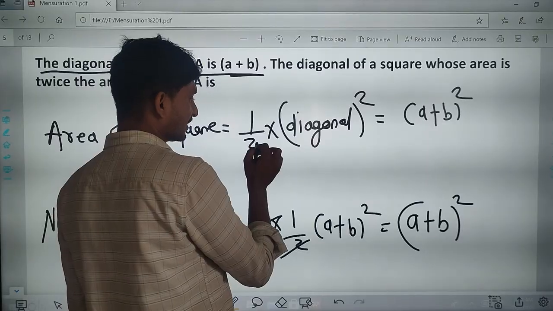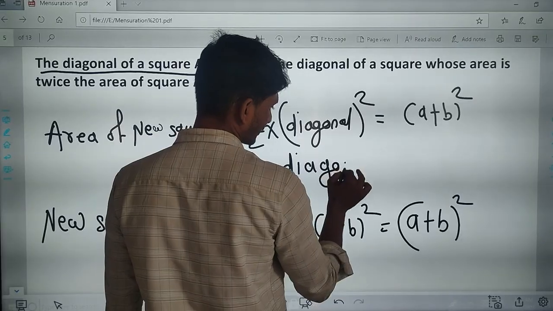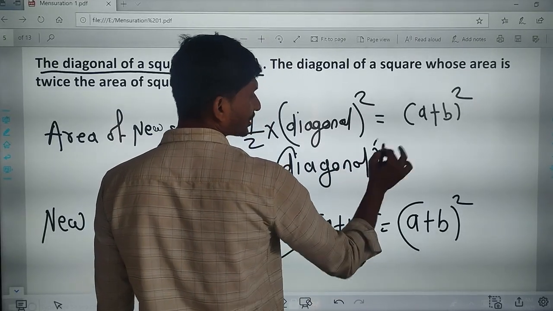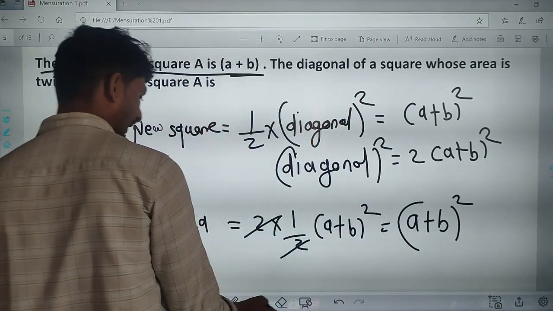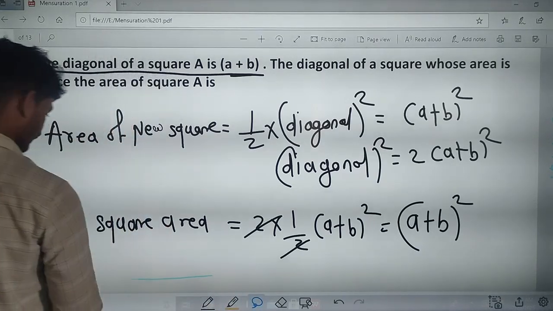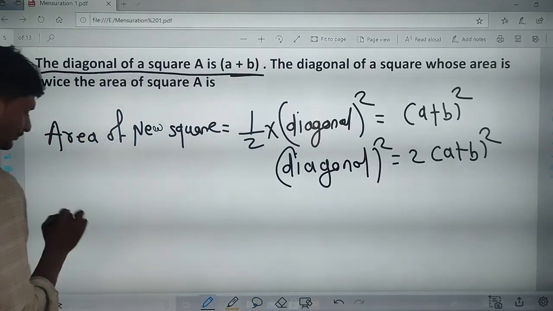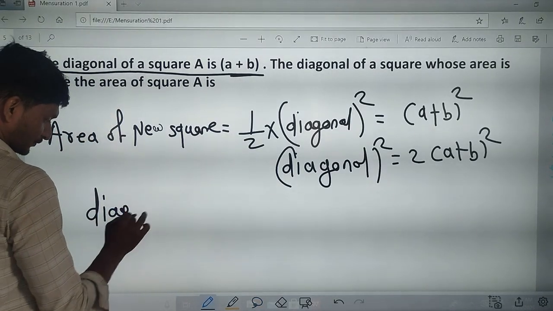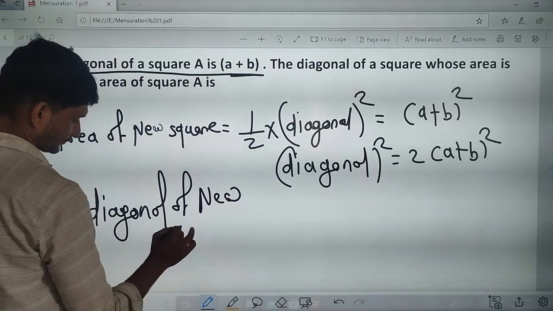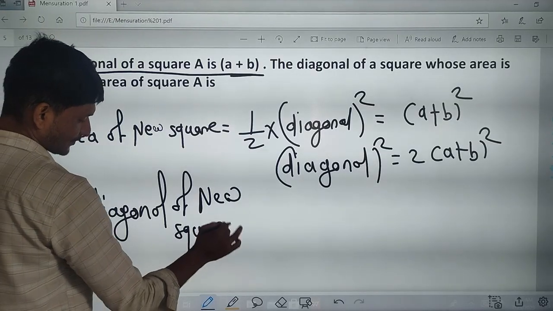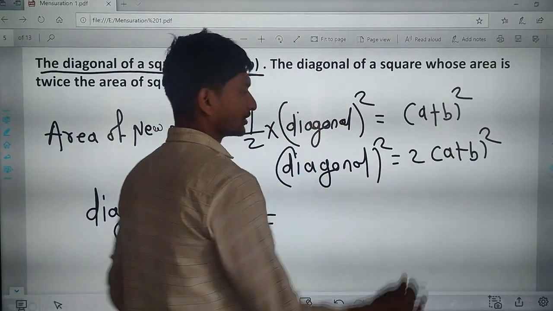Here 2 is divided, here we get multiple. Then diagonal square is equal to 2 into (A plus B) whole square. Then we find the diagonal of the new square. Diagonal of new square is equal to the square root of this.